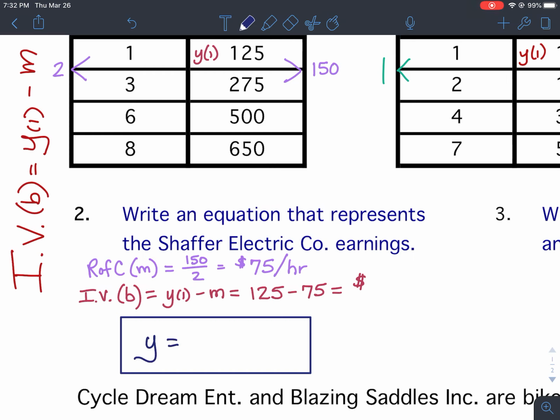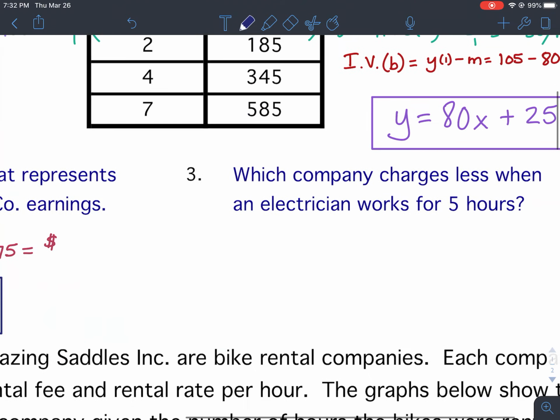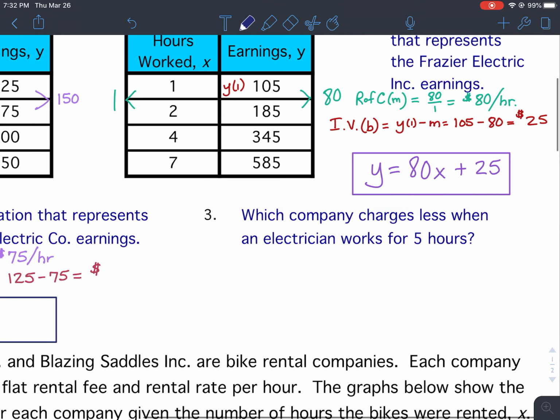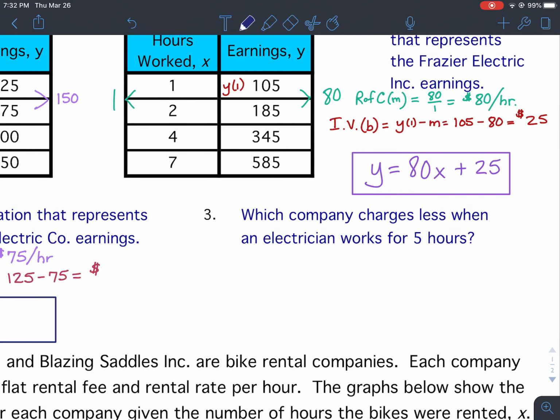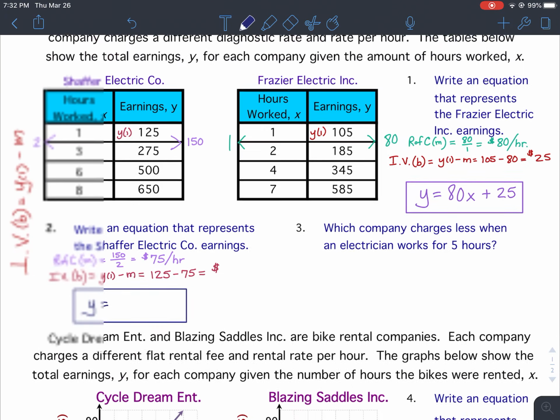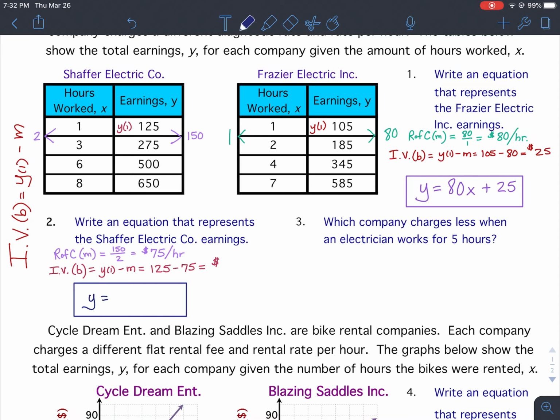All right, number 3. They want to know which company charges less when an electrician works for 5 hours. Now, what you've got to understand here is one company might charge less if it's only 1 or 2 hours. But that same company might actually end up charging more if it's 7 or 8 hours. So the number of hours will determine which company charges less.